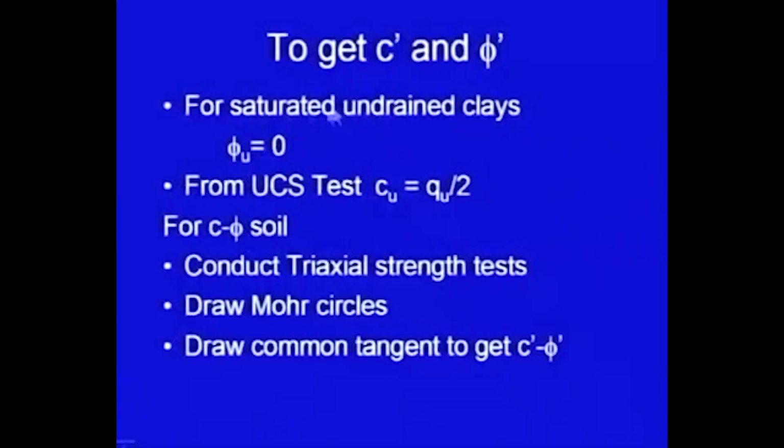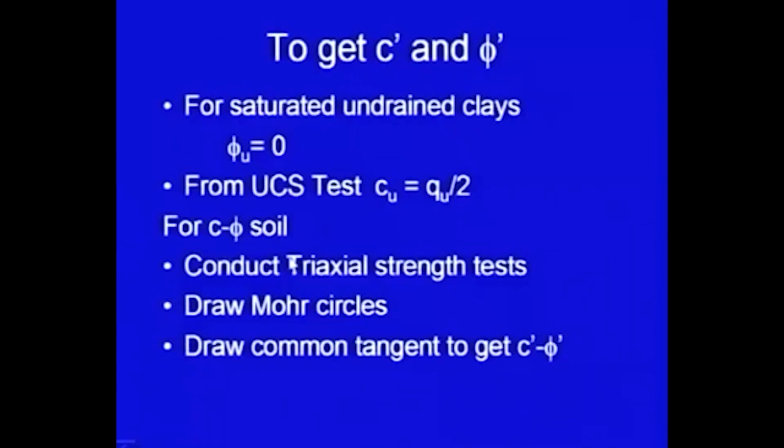Now, these parameters c dash and phi dash are very important parameters. You will need them in the analysis. How to get them? If the soil is undrained clay and it is saturated, normally in analysis we can take phi u to be equal to 0, and from unconfined compression test, the parameter C u can be taken equal to UCS, the uniaxial unconfined compressive strength, divided by 2. So, C u directly you can take equal to UCS by 2.